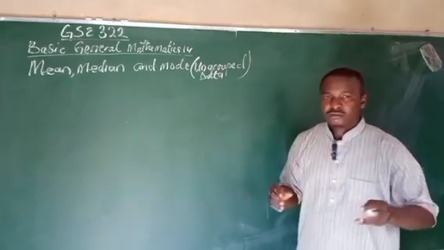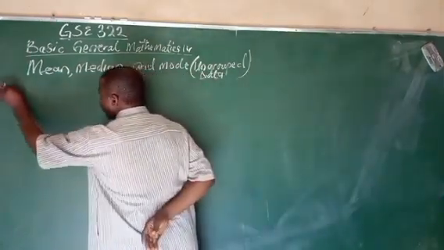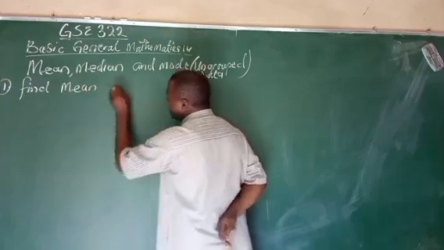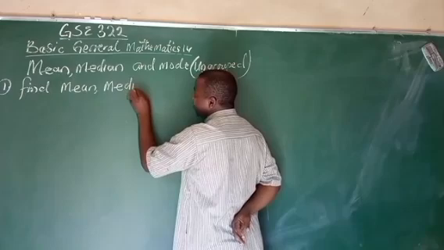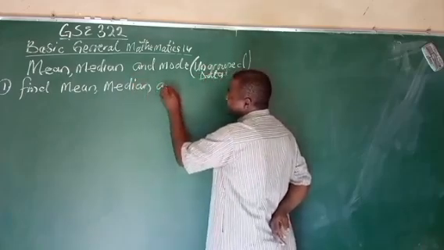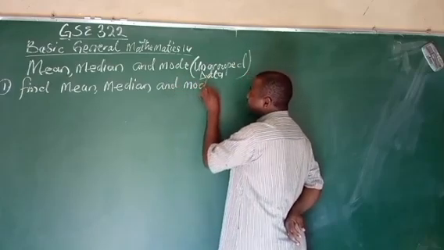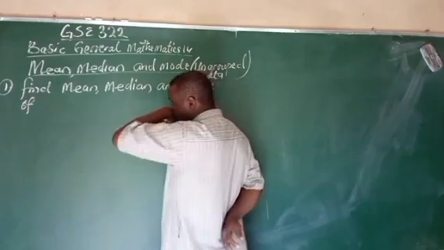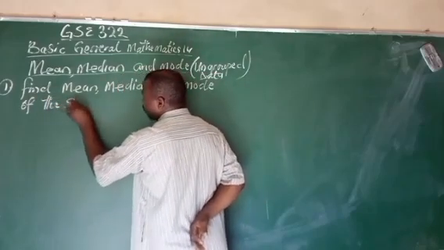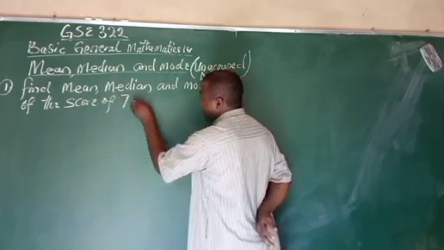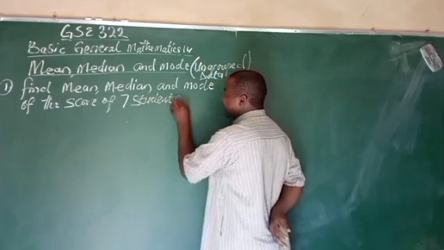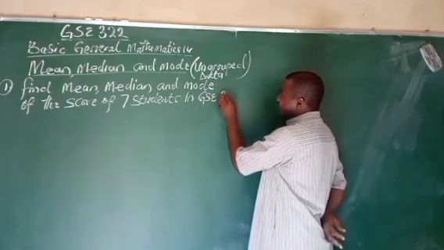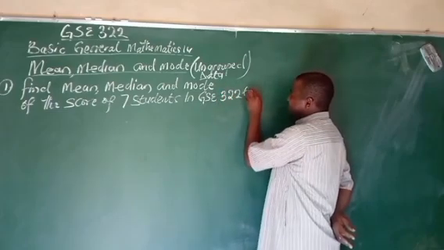So now, write example. Example 1: find the mean, median, and mode of the scores of 7 students in GSE 322 test.